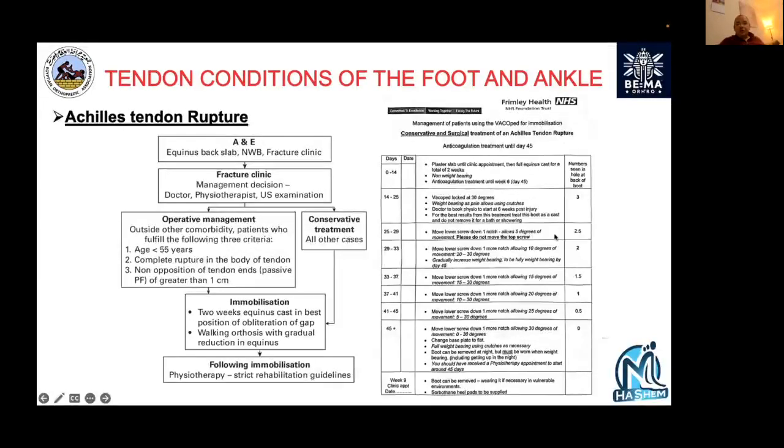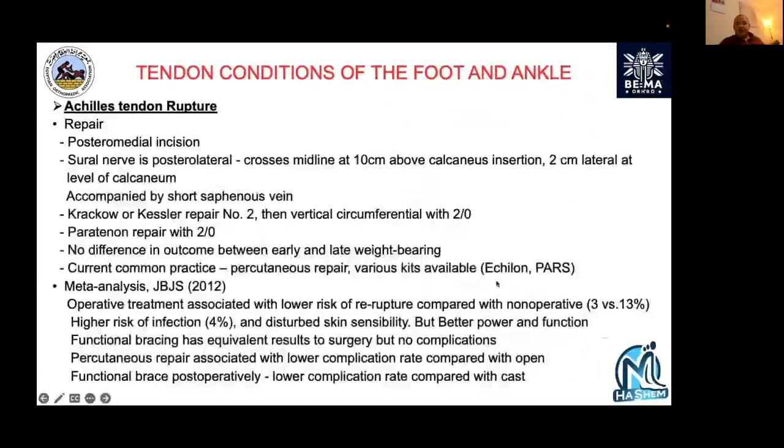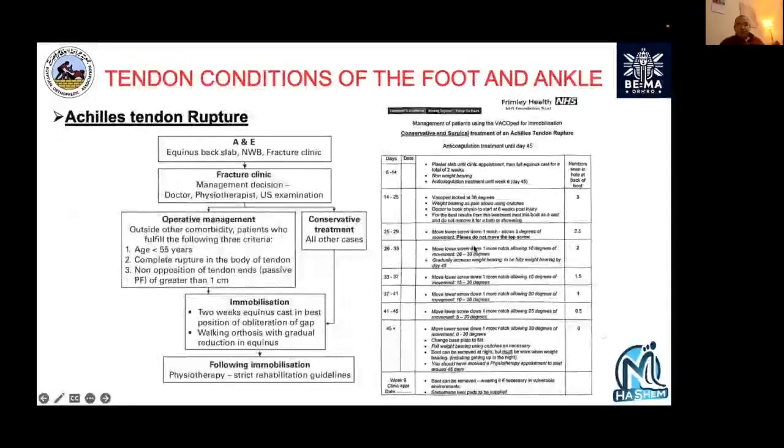So the vacuum protocol, you see it on the right side. This is my own practice. So basically, the patient in the first 2 weeks is in plaster. He gets VTE prophylaxis for the first 6 weeks in total. At 2 weeks, he's non-weight bearing, with anticoagulation going on.